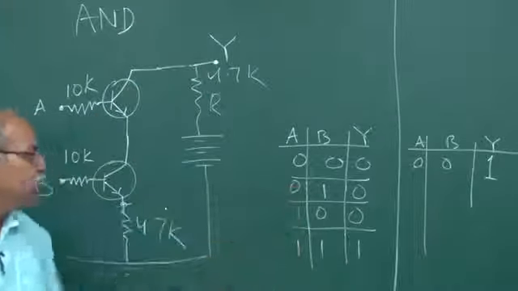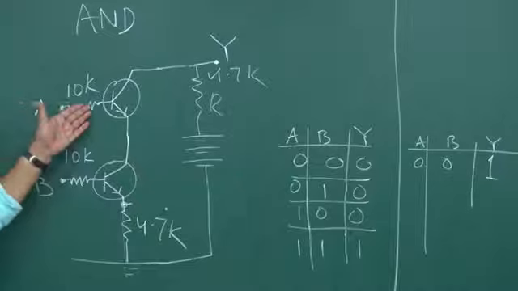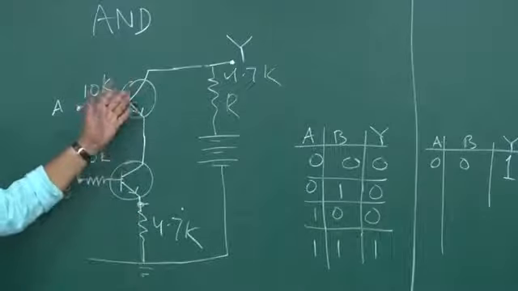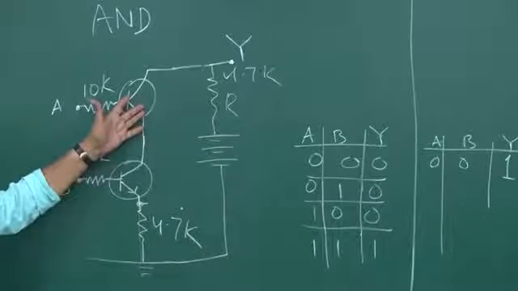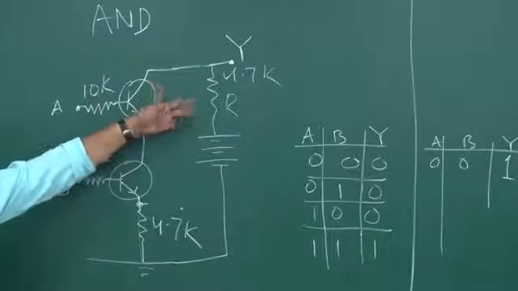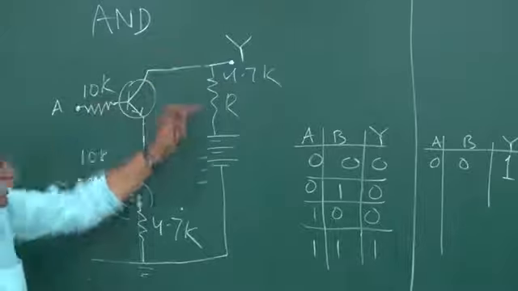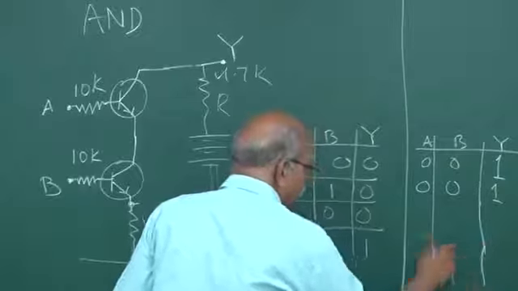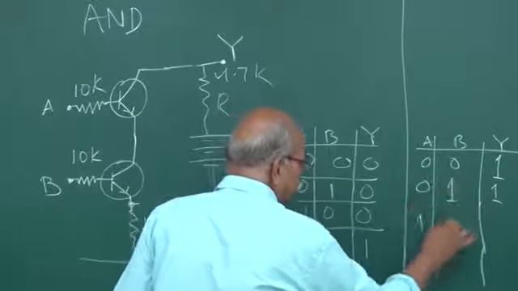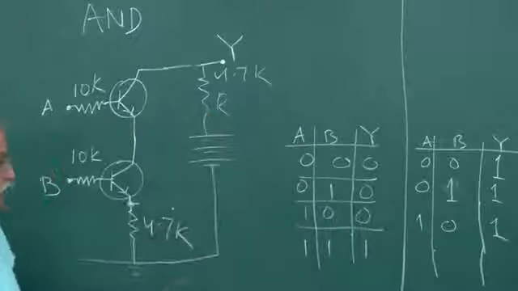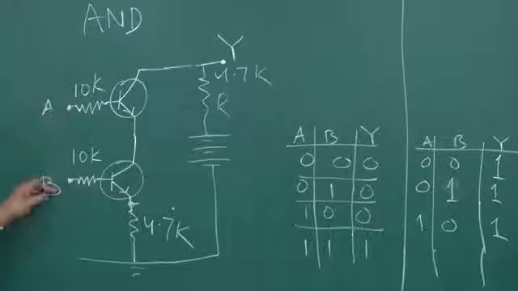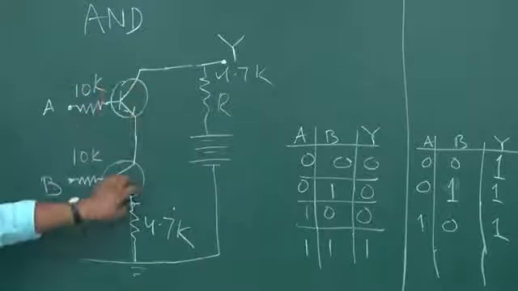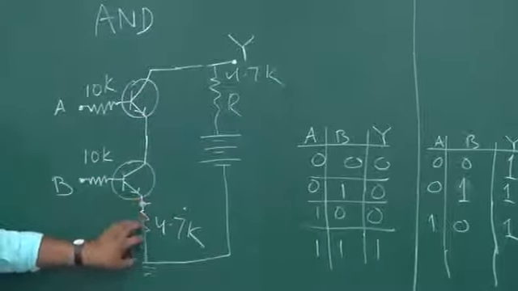What if A is 0 and B is 1? Once again, if this is 0, this is in cutoff region, it does not conduct, although this can conduct, but after all the current needs the full path. So no current here. If no current here, no current here, then again this potential appears here, and therefore this is 1. So 0 1 also gives me 1, and similarly 1 0 will give me 1. And if both are 1, A is 1, B is 1, A is high voltage, B is high voltage, then both the transistors are in saturation mode, both can conduct current, and therefore you do have a current.